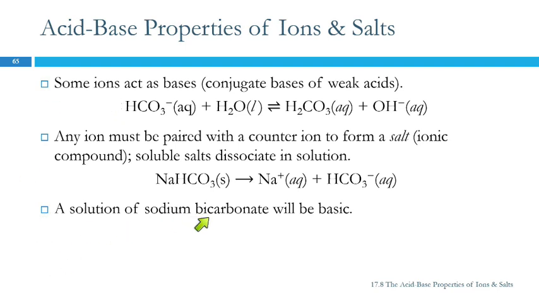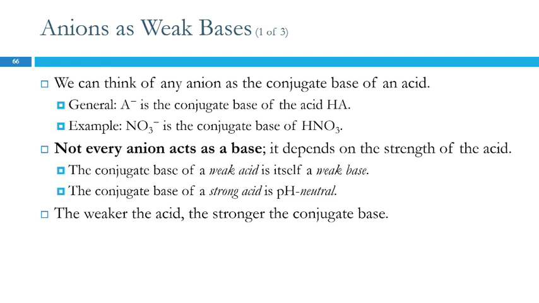So a solution of sodium bicarbonate will be basic because this is a salt that contains a weak base. Okay? Any anion can be thought of as the conjugate base of an acid. So A minus is the conjugate base of an acid, HA. That's our generic way of representing an acid. It's got a hydrogen, and the rest of it is A. When it loses the hydrogen, it becomes A minus. This is the conjugate base of that acid.